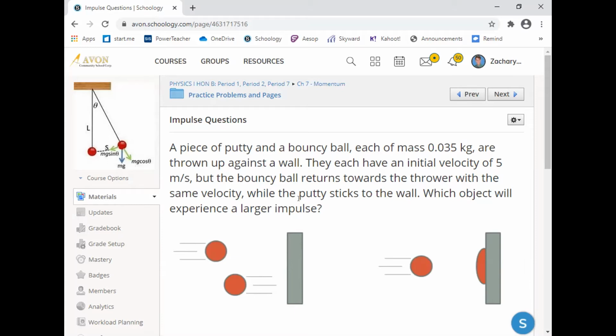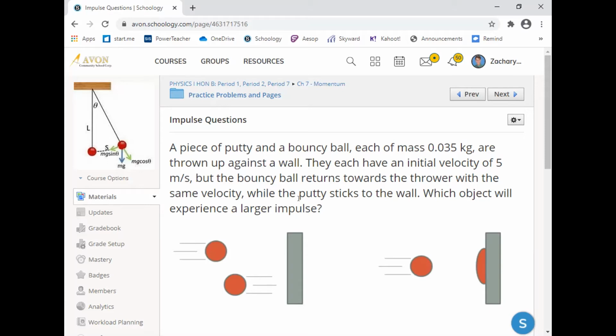Nathan, can I ask you what you think? Which one's going to have a bigger impulse? Bouncy ball, why? Okay, so you're saying that the fact that it's bouncy is going to mean that it's in contact with the wall for a greater time? Okay, cool. Ainsley, do you agree? Yes. Same reasoning or different reasoning?